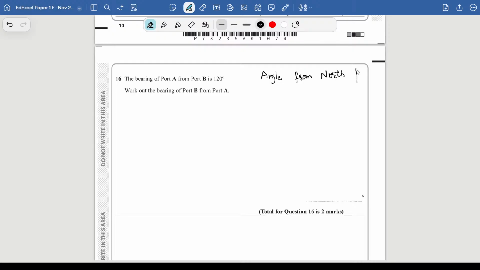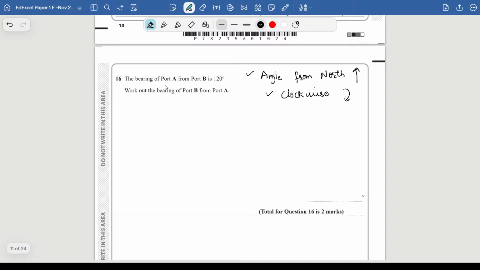So north is like the straight line. This is the north direction. Any angle from north in the clockwise direction is a bearing. Clockwise is the way a clock moves. If it's the other way, it's anti-clockwise. So we need to consider these two things when we are talking about a bearing. Now it says that there are 2 ports, port A and B. They can be anywhere here.